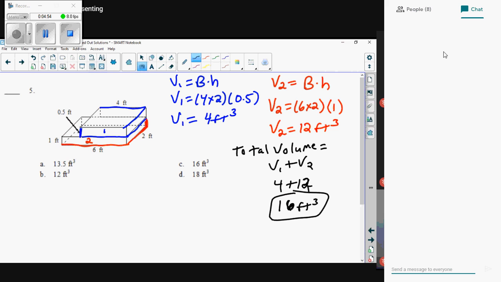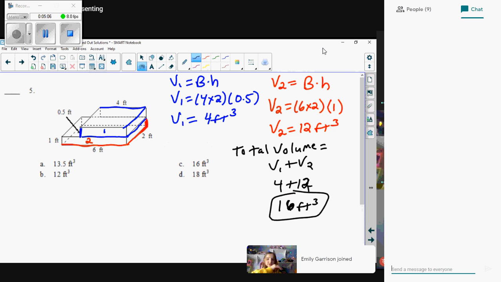Any other questions with that? Anything you guys didn't understand? Okay. And you just want to see the two rectangular prisms. And as long as you see the two rectangular prisms, it's not too hard, right? And we just have to add them together at the end. All right? You guys want to go to problem 6?